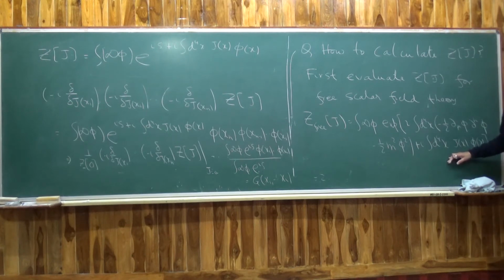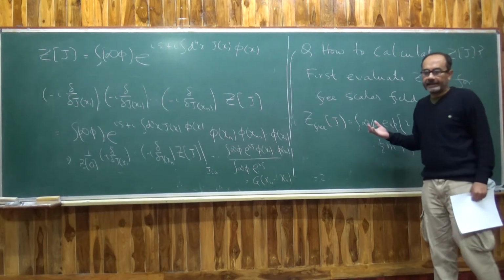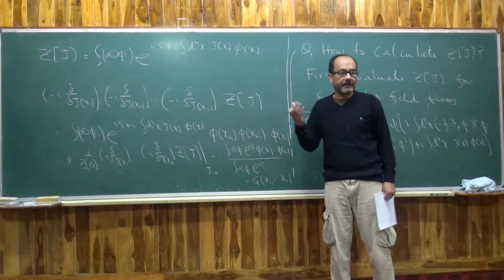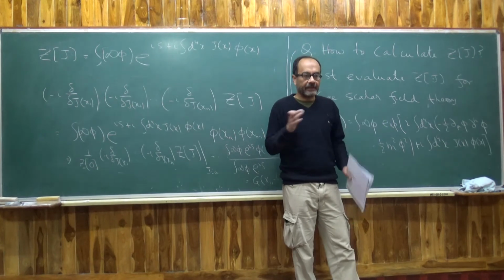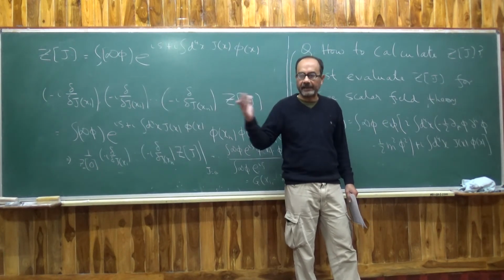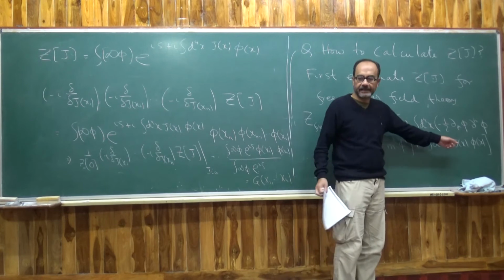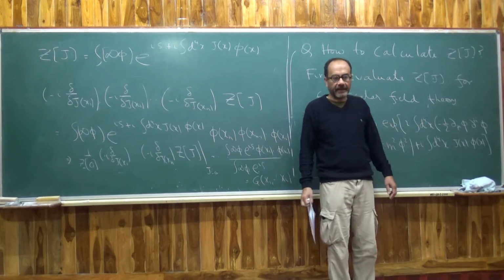So those integrals are normally easy to do, right? It's like a Gaussian integral. If you have a quadratic part plus a linear part, you first complete the square. Then you do the integration over the square part, and then you are left with some quadratic expression in the J's. Okay, that's the way you will try to evaluate this.